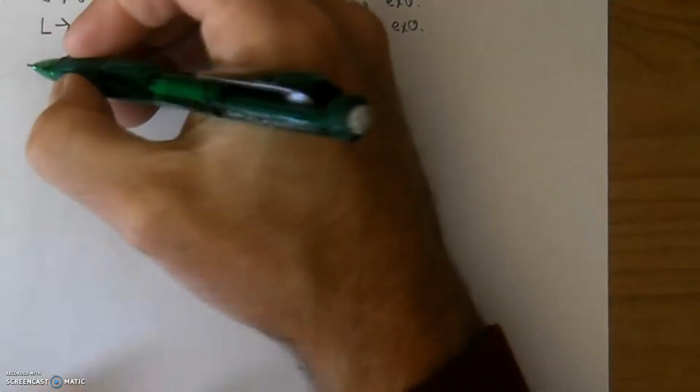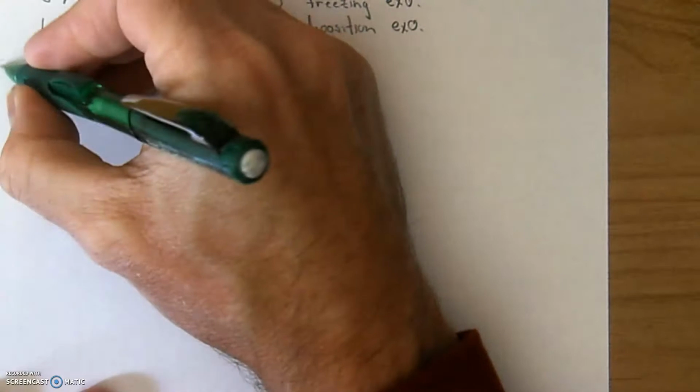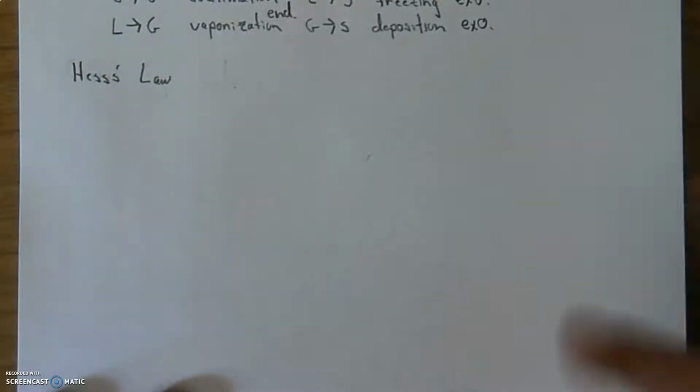All right. Let's switch over to a really fun topic that you may remember from last year. And that is, drum roll, Hess's law. So it's looking at reactions and then moving things around to create a new unknown reaction. We'll talk.